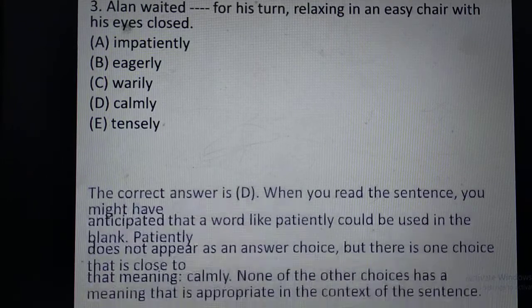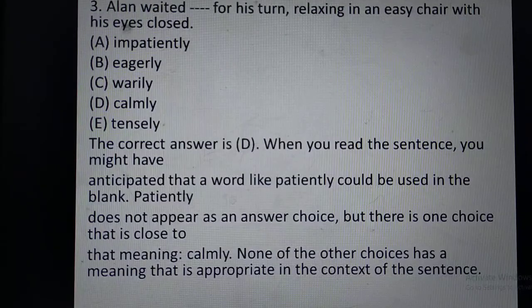Okay, next, look at there. The correct answer is D. When you read the sentence, you might have anticipated that a word like patiently could be used in the blank. Patiently does not appear as an answer choice, but there is one choice that is close to that meaning, calmly.